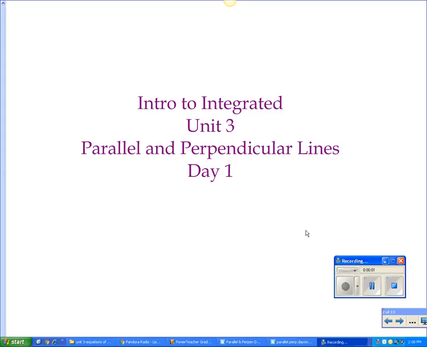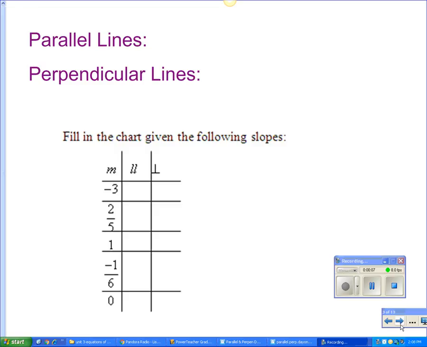Okay, so today is parallel and perpendicular lines, day 1. This is on the top of your paper. You have a spot to fill this in.